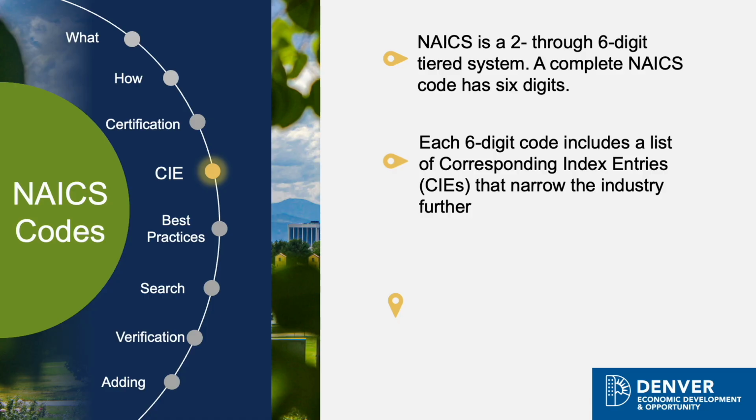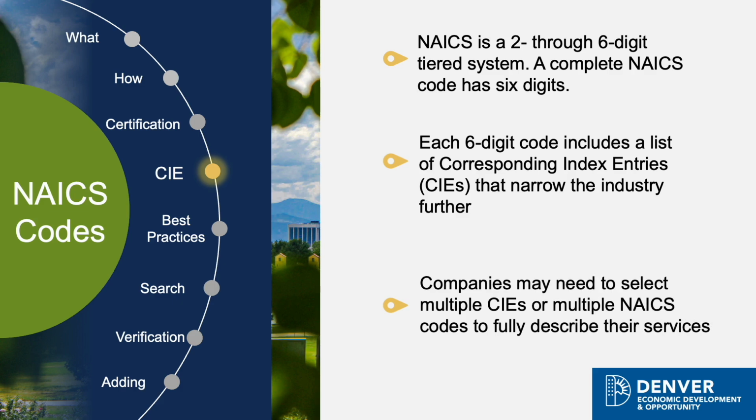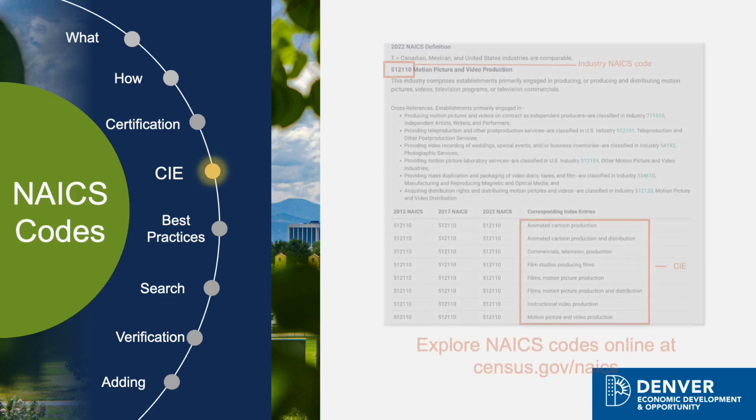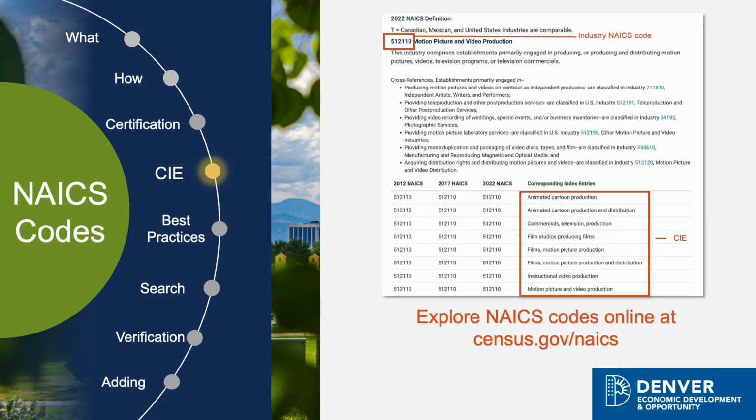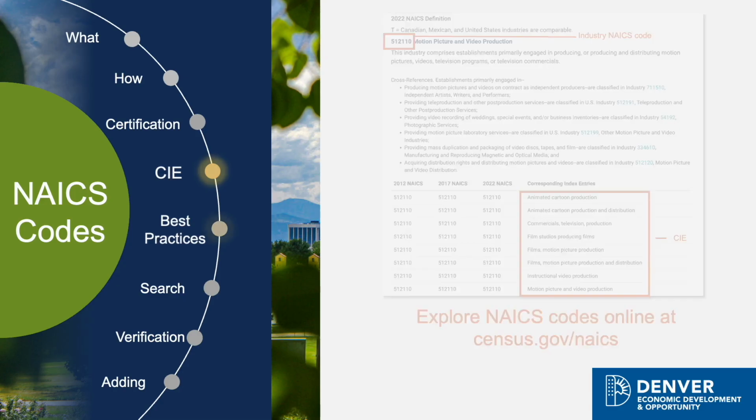Often, companies will need to select multiple CIEs or even multiple NAICS codes to accurately describe the entire scope of work they provide. For example, this is a search for film production. The squared section at the top is an overarching NAICS code and is ineligible for certification. This firm would want to select one or more of the CIEs listed in the squared space below.